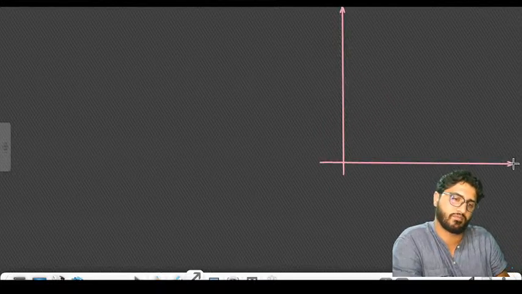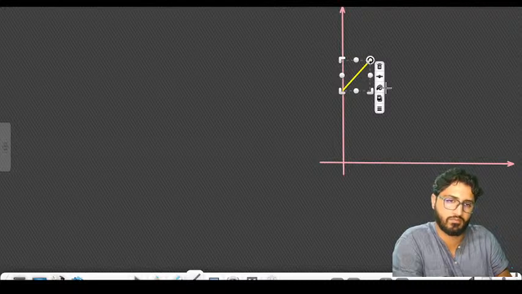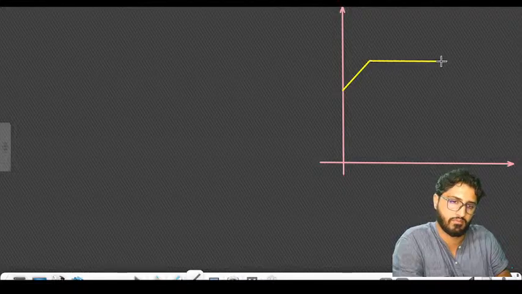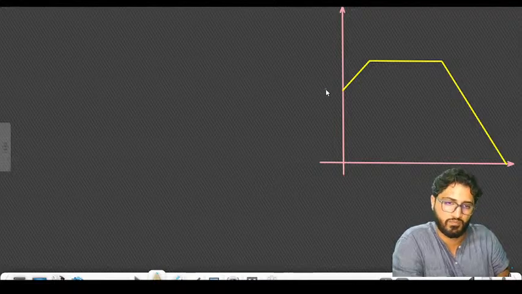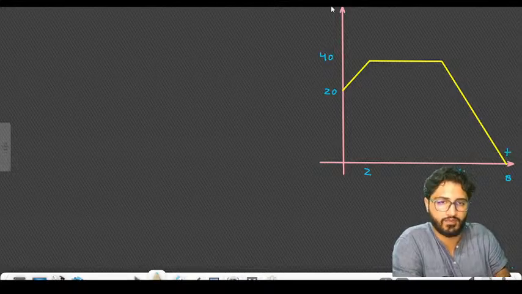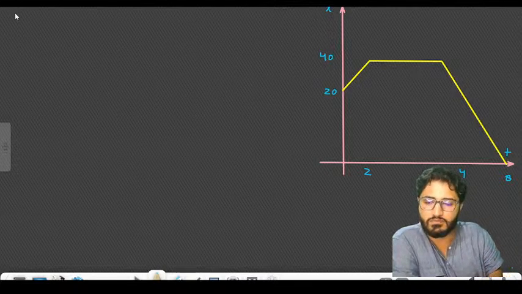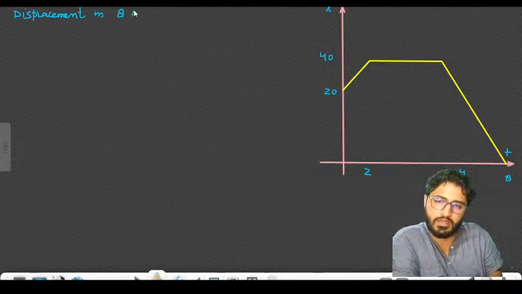Okay, let's do a numerical more. If we are having a graph like this, with values 20, 40, 2, 4, 8 on the t and x axes. Now, find the displacement in 8 seconds.